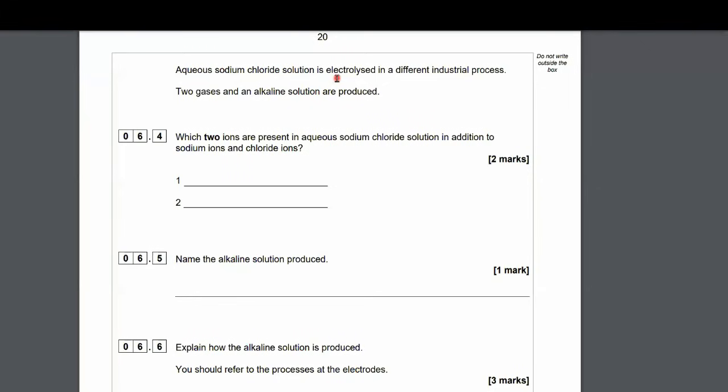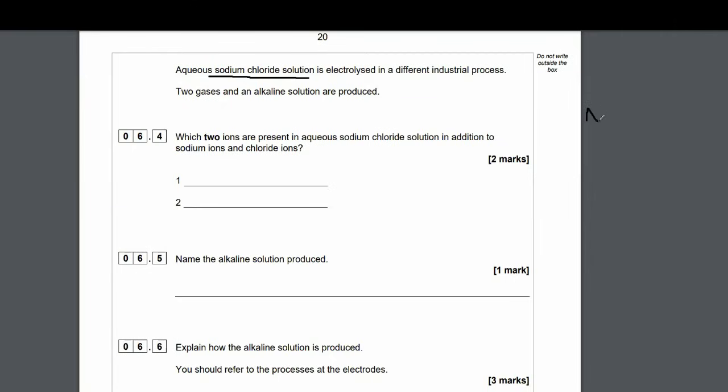Aqueous sodium chloride solution is electrolyzed in a different industrial process. So not the same one. We're now dealing with a slightly different process. Two gases and an alkaline solution are produced. Which two ions are present in the aqueous sodium chloride solution in addition to sodium ions and chloride ions? Well, if we look at this, they've told us here that in this process, we have sodium chloride solution.